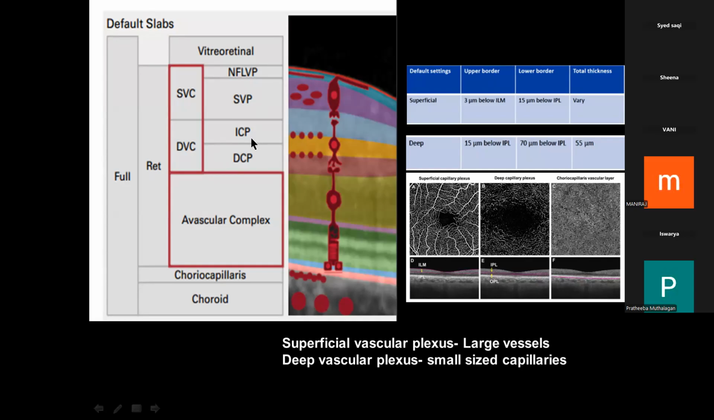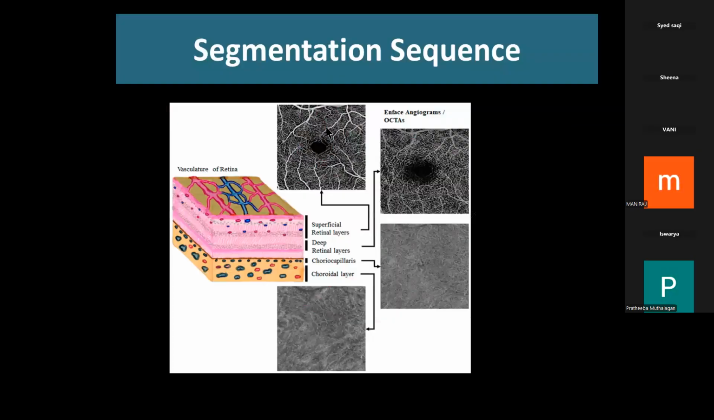So you need to look into both the layers, especially in diabetic retinopathy, and especially the deep capillary plexus, to know what are the pathological changes which occur in diabetic retinopathy. Image sequence I showed you already. First, what you get is the superficial vascular plexus, then comes the deep capillary plexus, then the layer of choriocapillaries, then you get the choroidal layer.